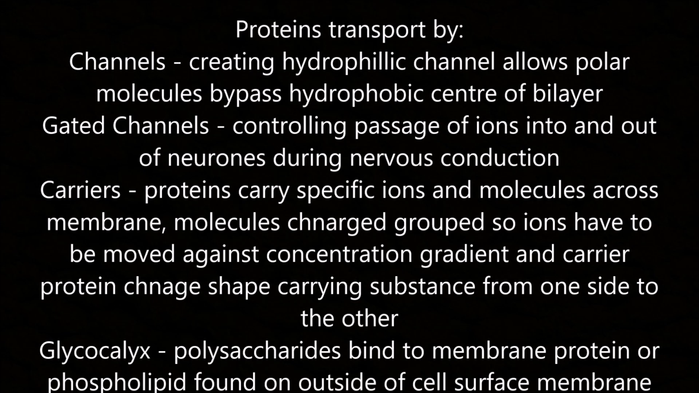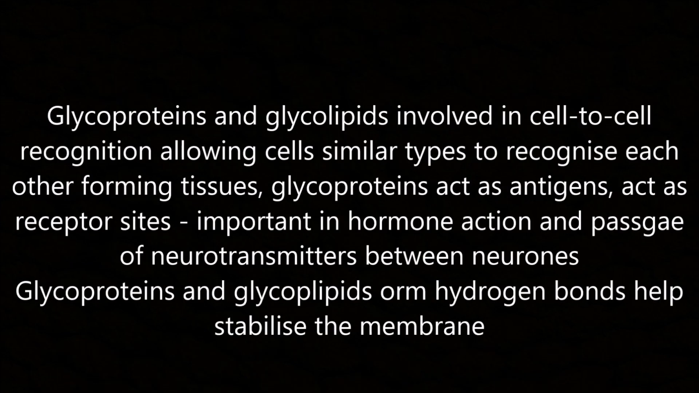The glycolipids are polysaccharides binding to the membrane protein, or phospholipids found on the outside of the cell surface membrane. Glycoproteins and glycolipids are involved in cell-to-cell recognition, allowing similar cell types to recognize each other, forming tissues. Glycoproteins act as antigens, and they act as receptor sites, important in hormone action and passage of neurotransmitters between neurons. Glycoproteins and glycolipids form hydrogen bonds, helping to stabilize the membrane.